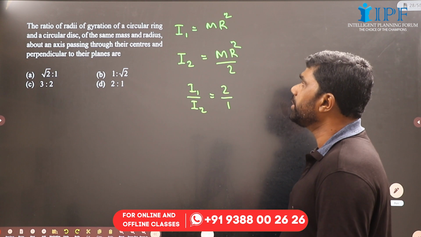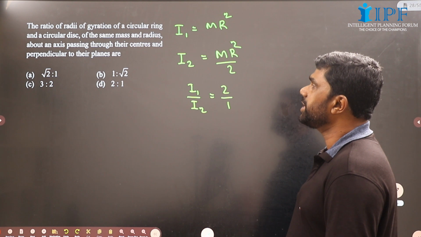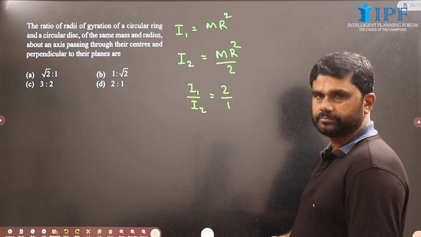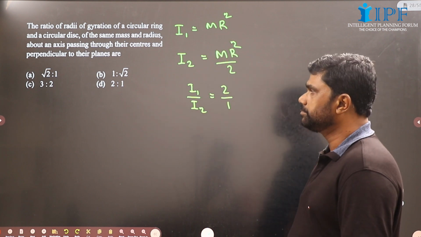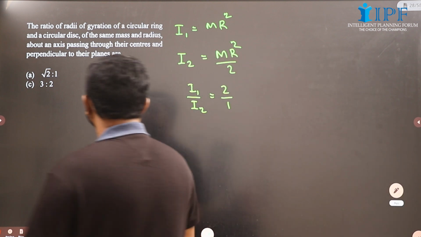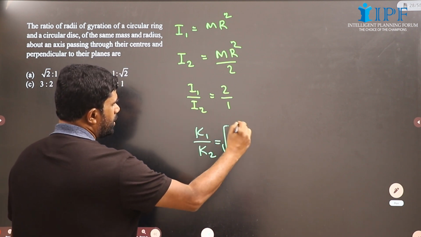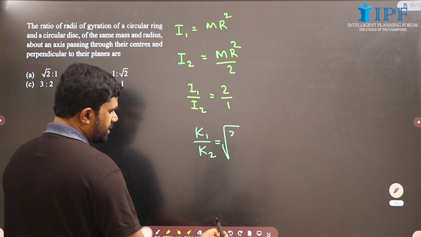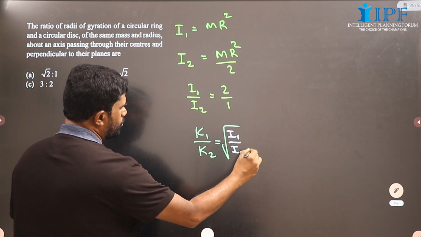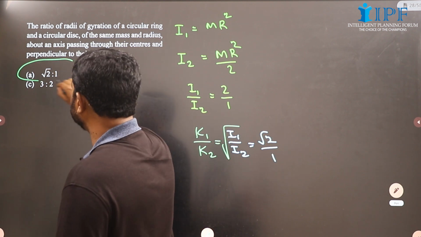The ratio of the radius of gyration of a circular ring and a circular disc of the same mass and radius, about an axis passing through their centers and perpendicular to their planes. First is a ring, MR². Second is a disc, MR² by 2. The ratio I1 by I2 will be 2:1, and we have to find the ratio of the radii of gyration. K1 by K2 will be under root I1 divided by I2, which is root 2:1. So root 2:1 this must be.